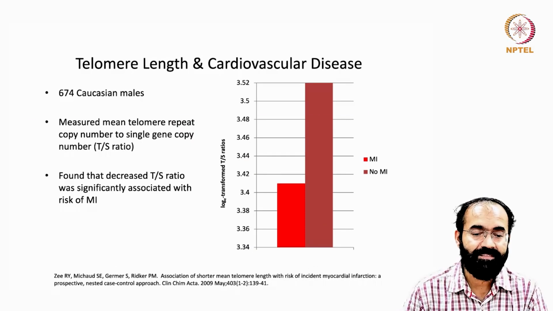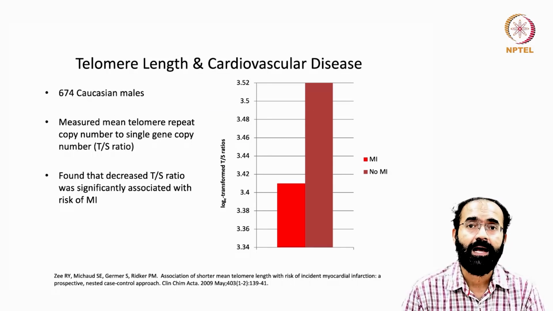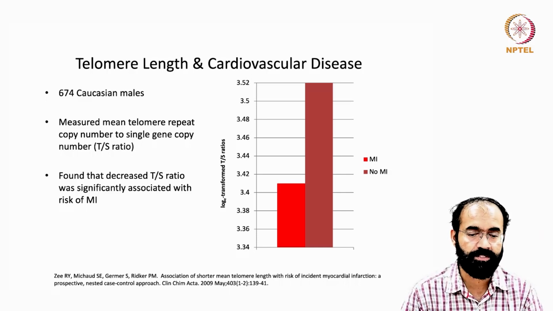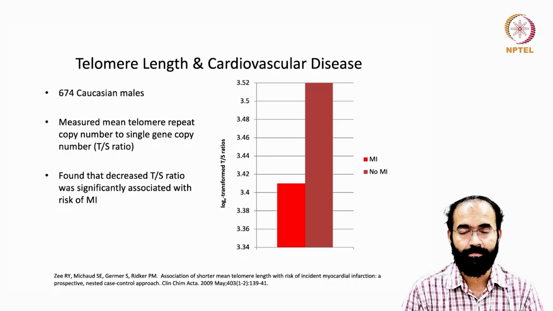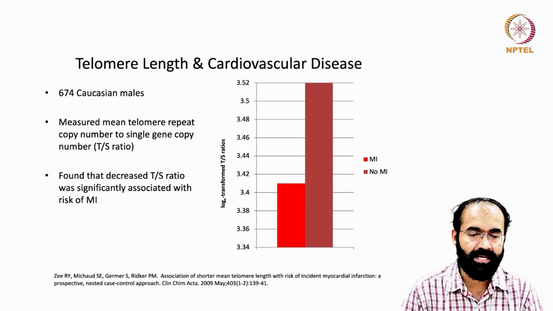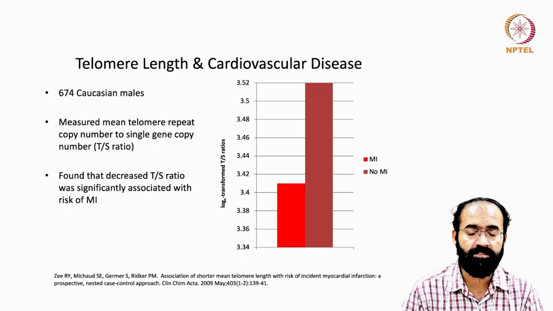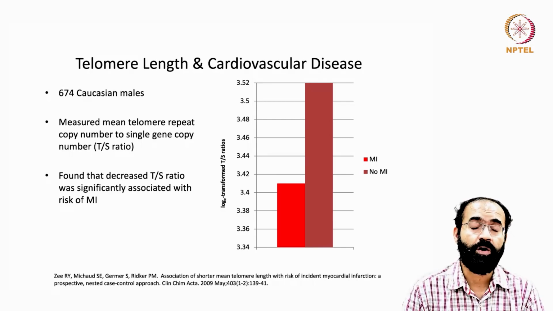It is done in 674 Caucasian males. It measured mean telomere repeat copy number to a single gene copy number. It's a TS ratio. You cannot measure an absolute telomere length, because you take the total length divided by number of chromosomes and to a single copy number, that means what is present in a given chromosome. So that is what you are comparing as a TS ratio. It is found that the TS ratio was significantly associated with risk of myocardial infarction, that is cardiac diseases.